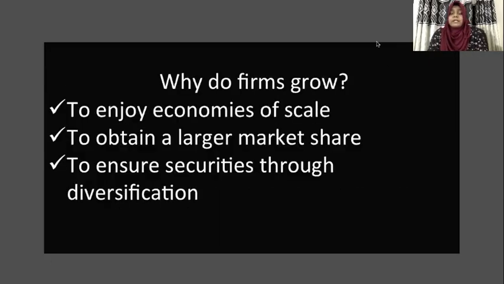We also need to understand, why do firms grow? When we are thinking about reasons for firms' growth, mainly there are three reasons why firms wish to grow in size.